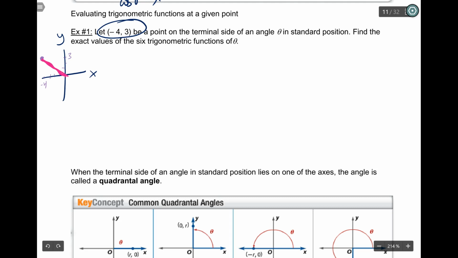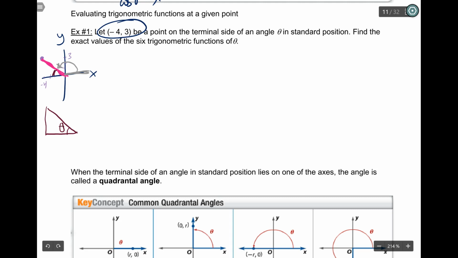So that's my terminal side. Here's my initial side. And this means that my angle goes all the way over. Cool. So I need to figure out what would be the exact values of the 6 trig functions of theta. So I need to label my triangle. Whenever you have an angle that's above 90 degrees, you have to make the angle between your terminal side and the x-axis. It's called a reference angle. So I'm going to be looking right here. I'll draw this triangle out for you.